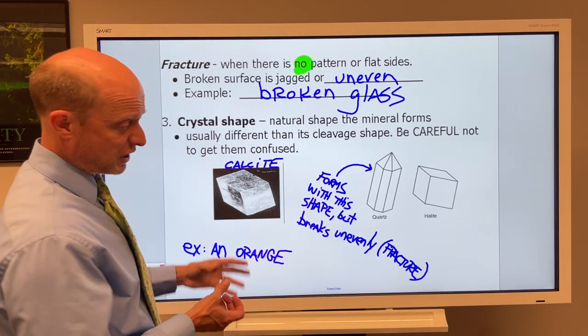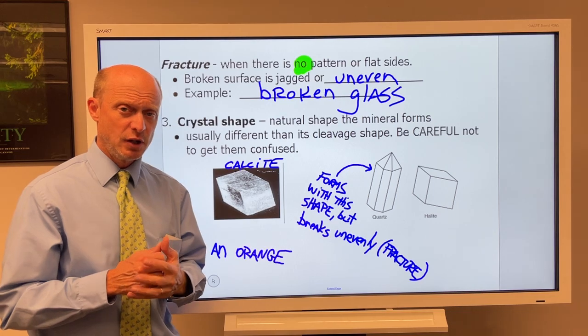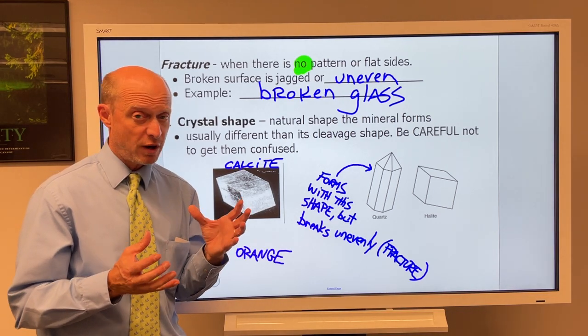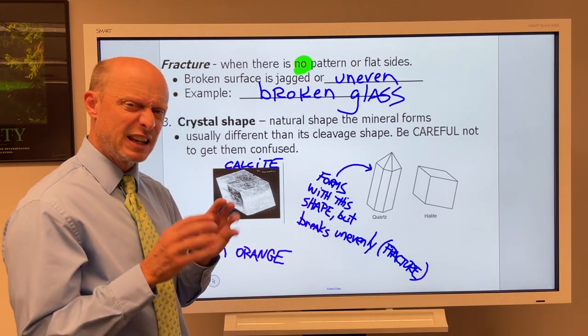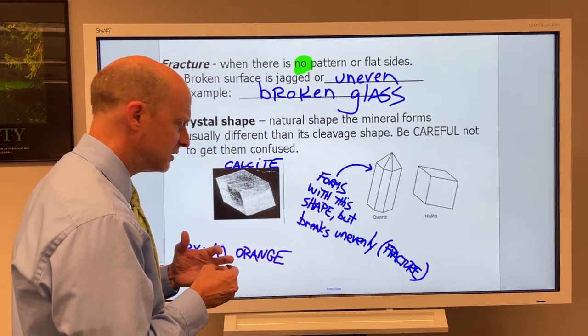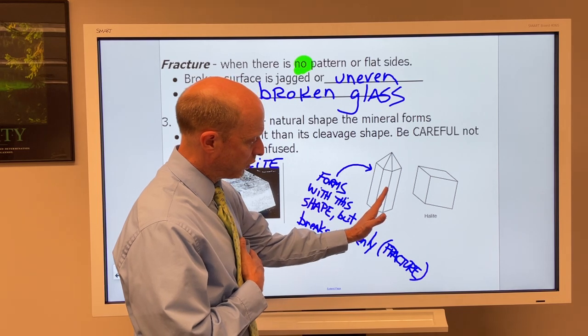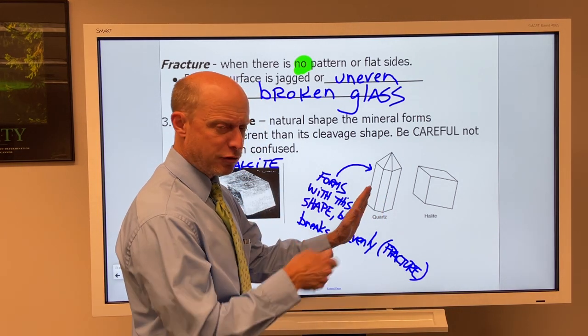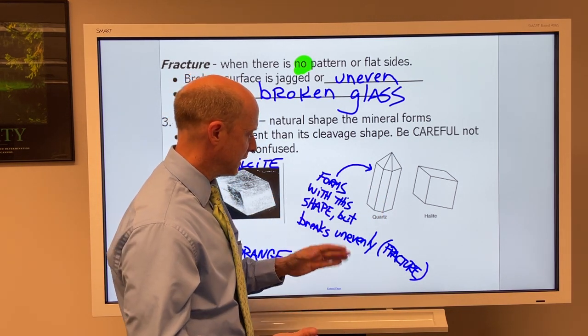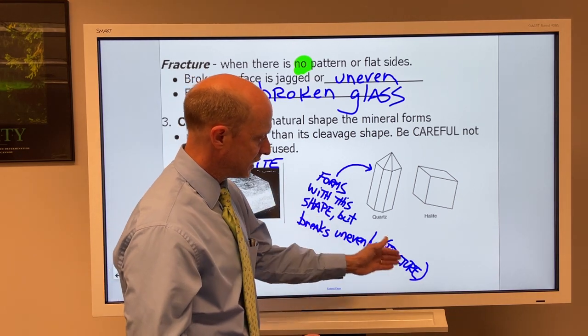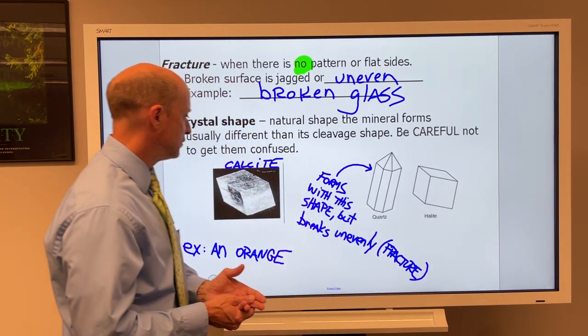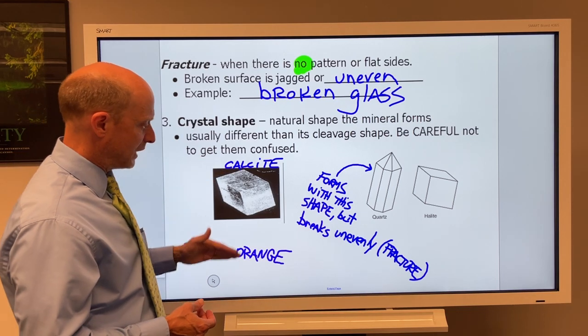So the crystal shape is the natural shape that the mineral will form if it has some room to grow, like in a small cave, for instance. So for instance, quartz will form this crystal, but if you broke it, it's going to have fracture and just break randomly. So it forms this shape, but it breaks unevenly, with fracture. Halite has that shape too. And calcite will have this shape.